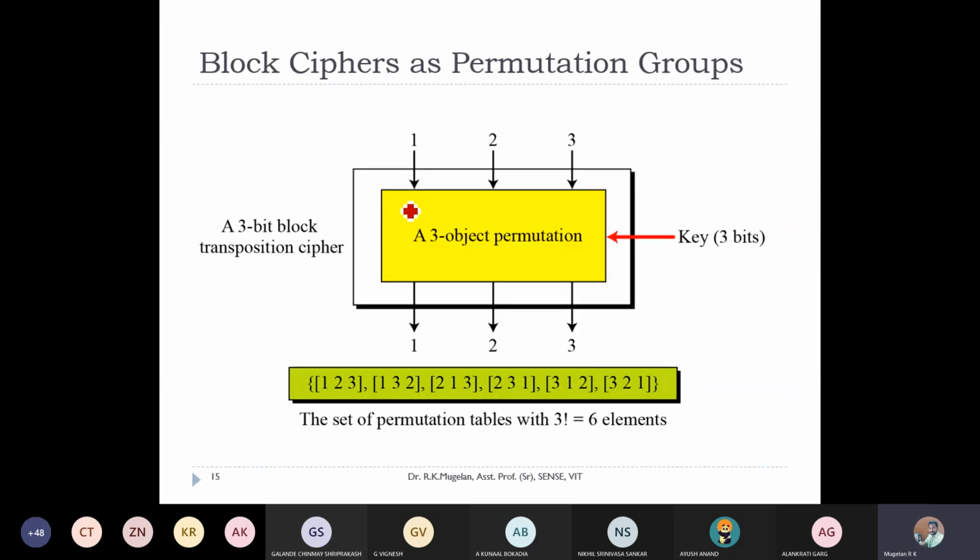You can see here I'm having a 3-bit input, and the key size will also be 3 bits. This is nothing but the key. Totally we have 6 different combinations of key, because we are having 3 factorial combinations. This is how a full-size key transposition block cipher works.